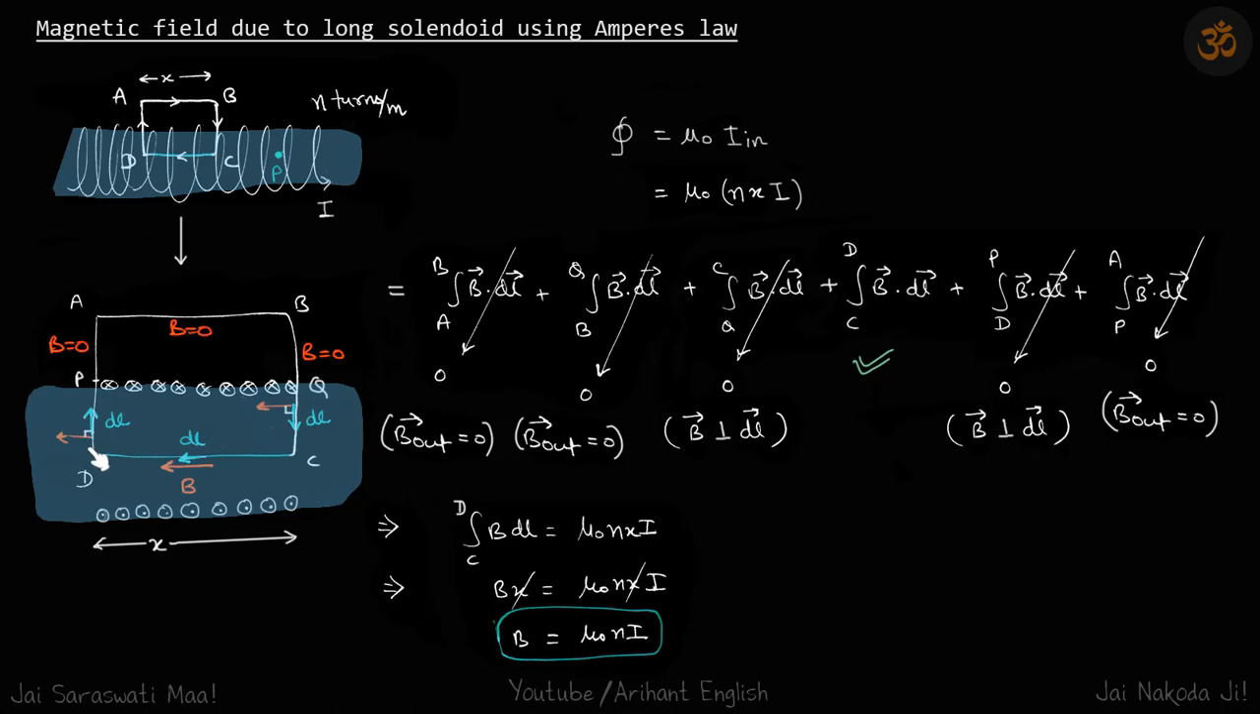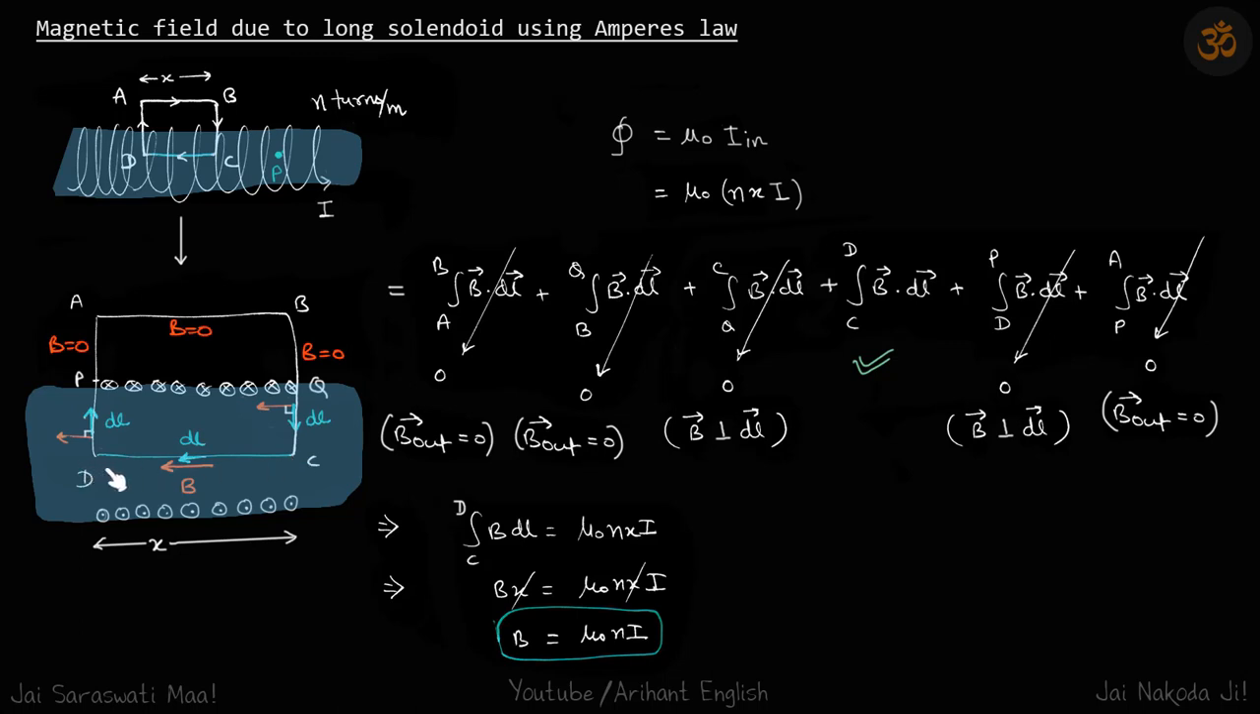So same here also on the path DP. For path DP as well, B is perpendicular to dl. So the path integral on DP is 0. The total thing is the line integral. So here it's 0 because it's perpendicular. On these three paths it's 0 because B is 0. Here it's 0 because it's perpendicular.